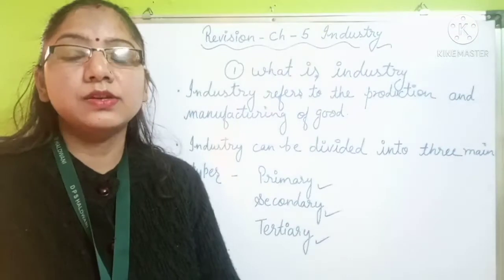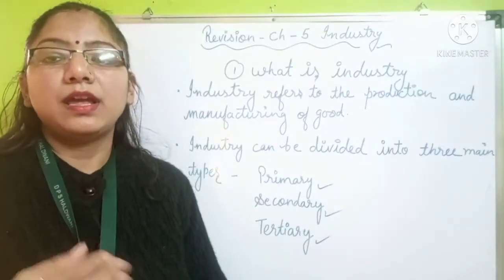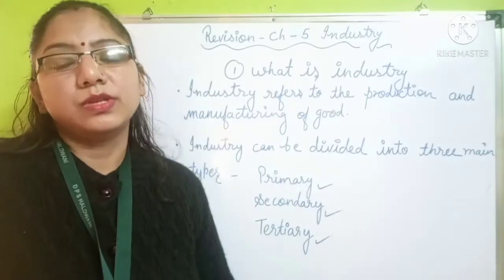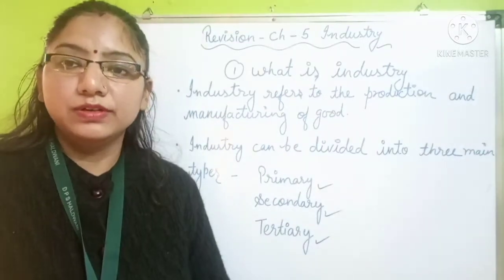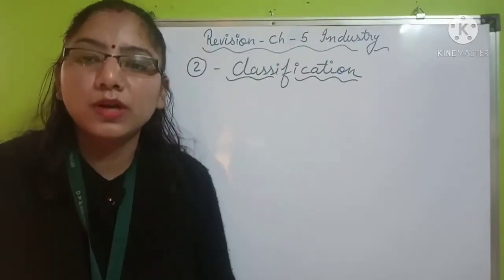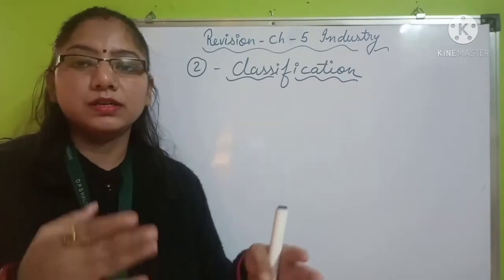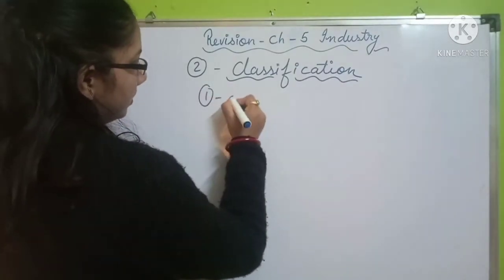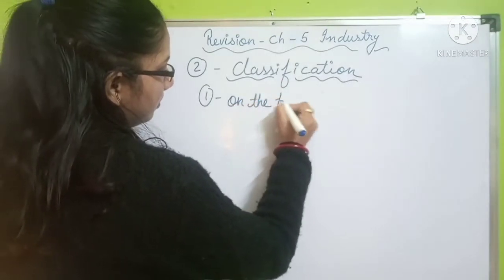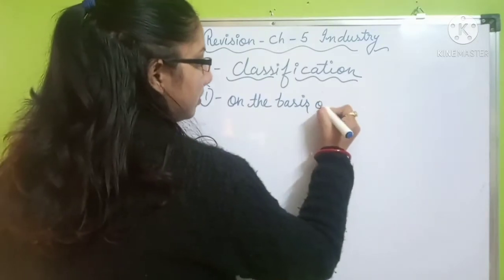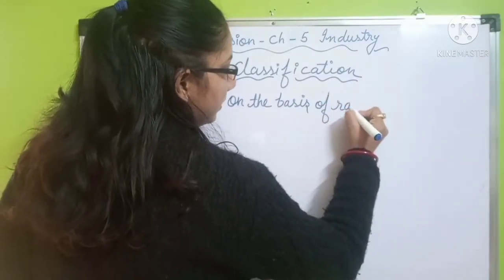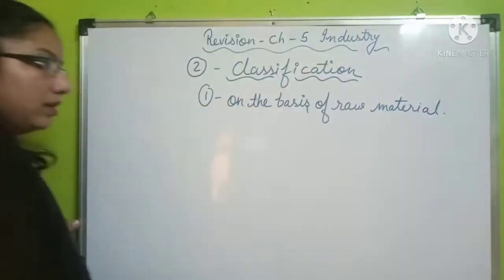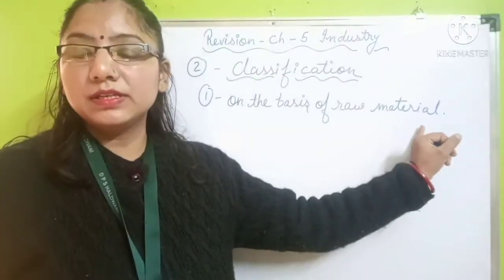Students, this industry is also classified into many parts like availability of raw material, according to its size, and we can say many other things are also there. So let's see what are the classifications of the industry. Students, if we want to classify the industry, it can be classified into 3 main types. First is on the basis of availability of the raw material. Every industry is based upon the raw material availability, so it is the first type.